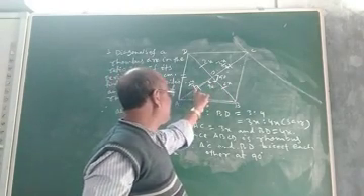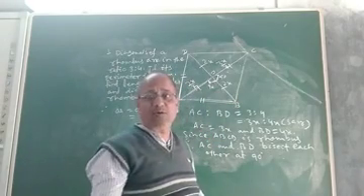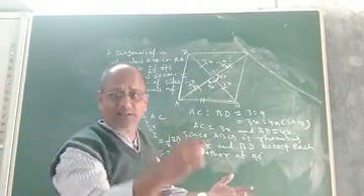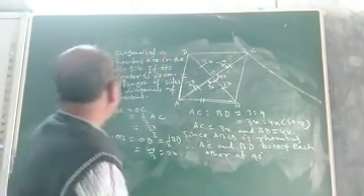This side OA is 3x by 2, OB is 2x. Now what is our aim? Our aim is to find the length of the diagonals and the sides. And what is given?